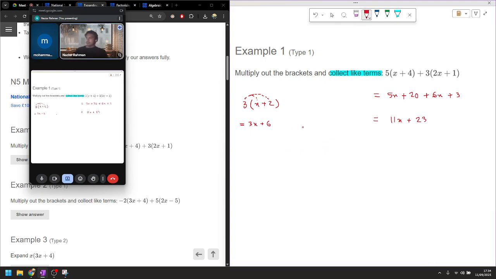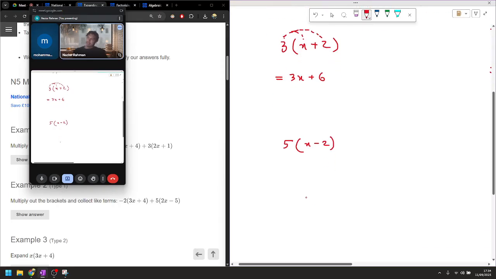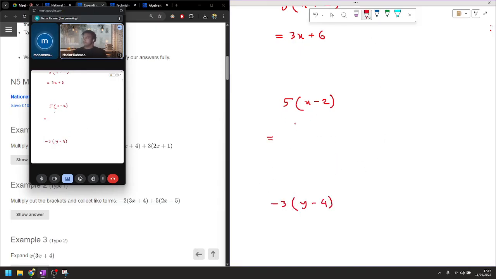I'm going to make up a few examples, and we'll do that as a way of practicing. This is the one I started with. Let's do 5 times x minus 2, and then minus 3 times y minus 4. What's the answer for this one? 5 times x, so that's 5x. Good. Positive 5 multiplied by negative 2, negative 10. Good, that's it. Hold on, and then try this one.